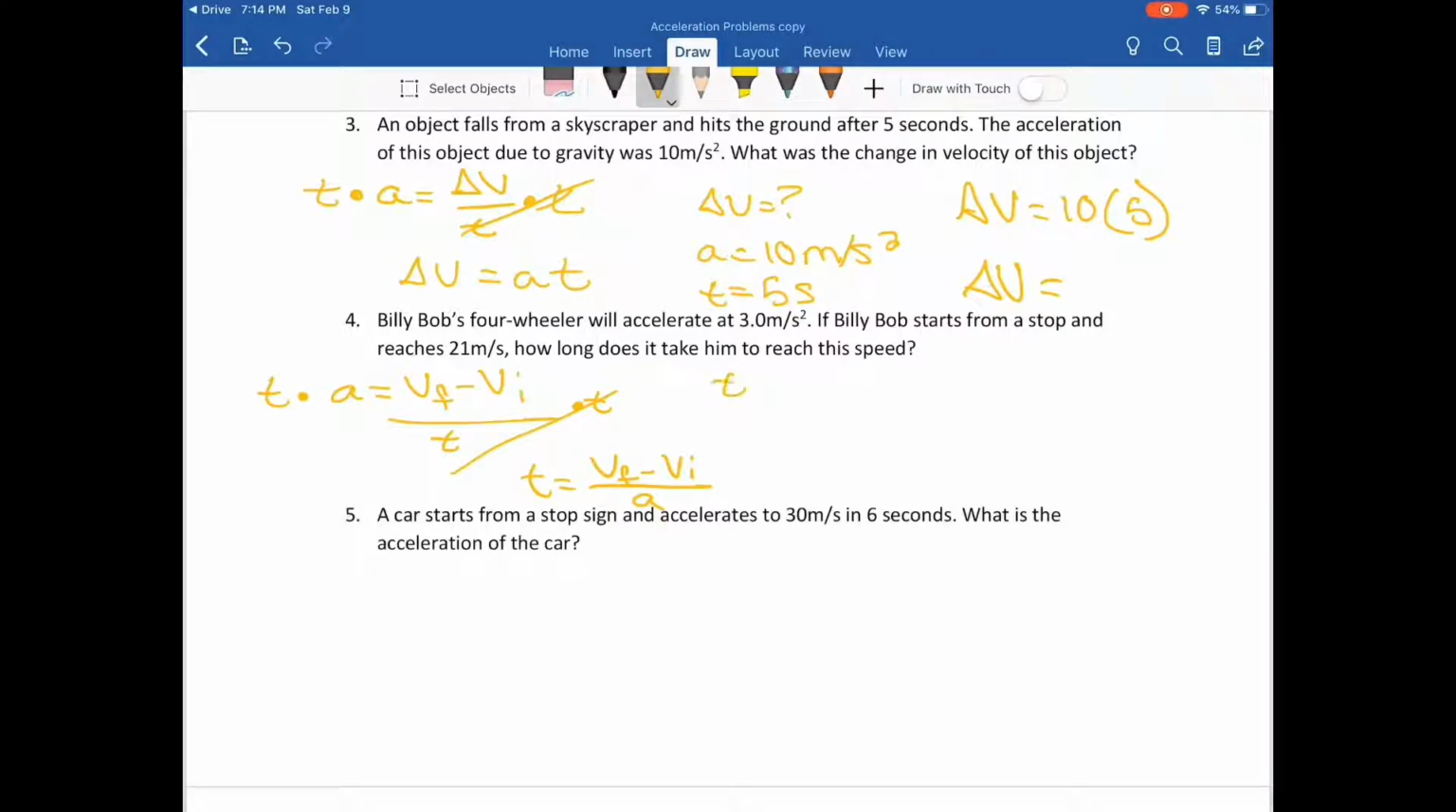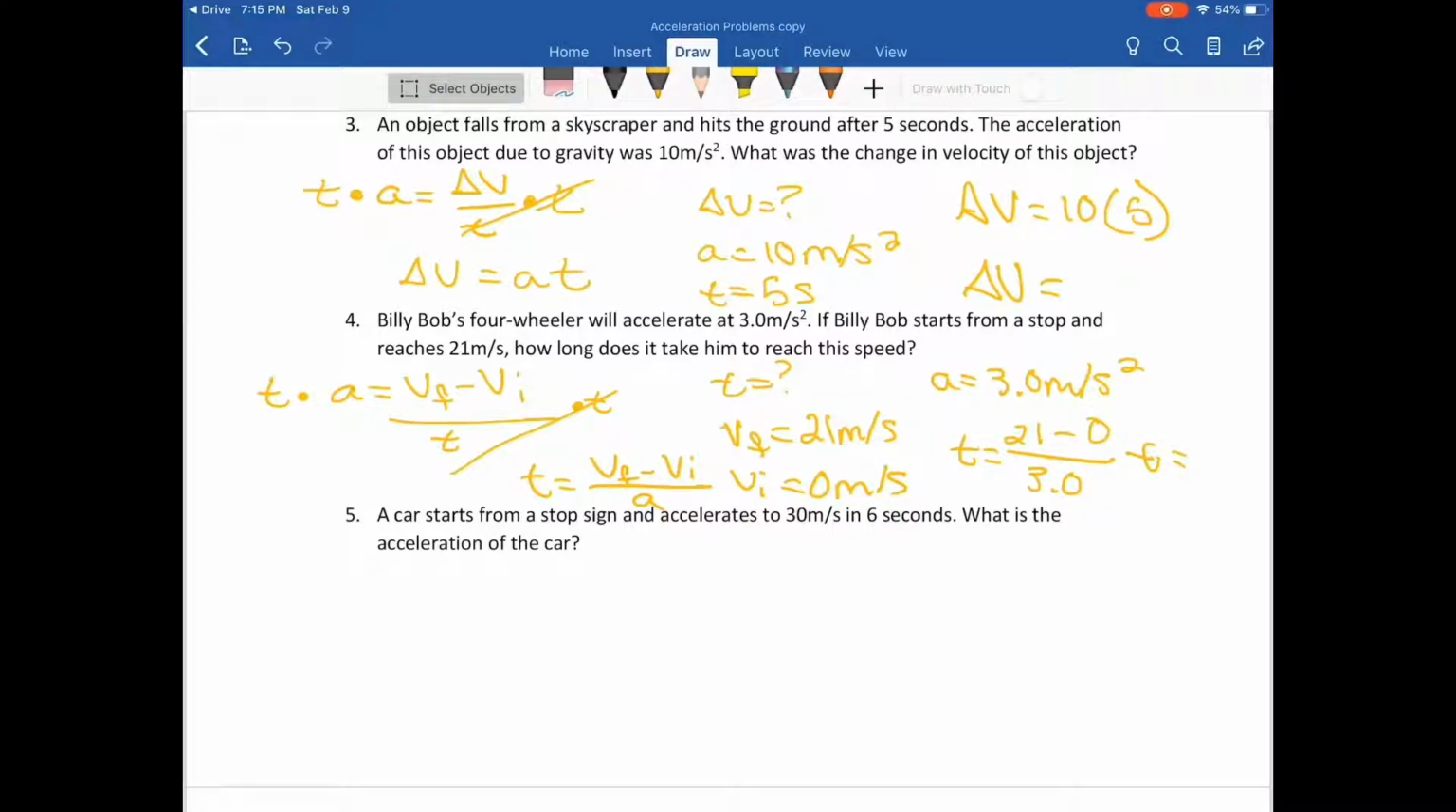So for this one, remember, we are looking for time, so we don't know that. But we know the V final, which is he reaches 21 meters per second. We know his initial speed, which was 0 meters per second because he started from a stop. And we know his acceleration, which was 3.0 meters per second squared. So we can set this up in the problem. V final is 21 minus 0 over 3.0. All right, so there's your setup. Now all you have to do, again, for this problem, just like the others, is do the math to get your answer.